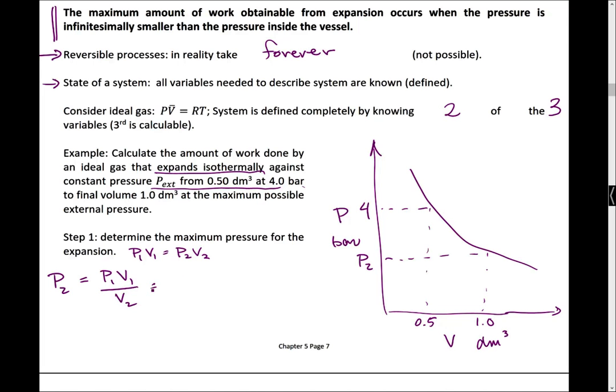In this case, our initial pressure was 4 bar. Our initial molar volume is 0.5 decimeters cubed. And then I divide that by the final volume, which is 1 decimeter cubed. And that comes out to be 2 bar. And so we can expect to see this expansion occur as long as my external pressure is 2 bar or less.